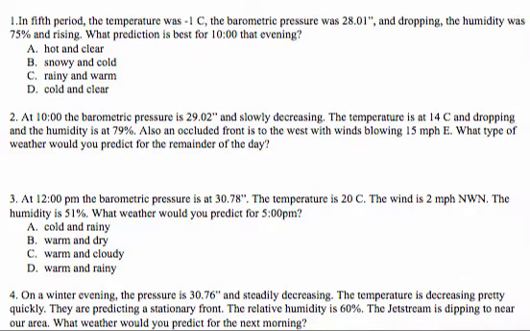All right, let's look at our last question, number 4. On a winter evening, this is key, winter, the pressure is 30.76. So we have high pressure, and that pressure is steadily decreasing. The temperature is decreasing pretty quickly. They are predicting a stationary front. The relative humidity is 60%. The jet stream is dipping near to our area. What weather would you predict for the next morning?